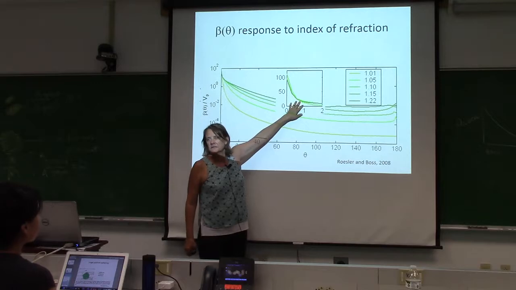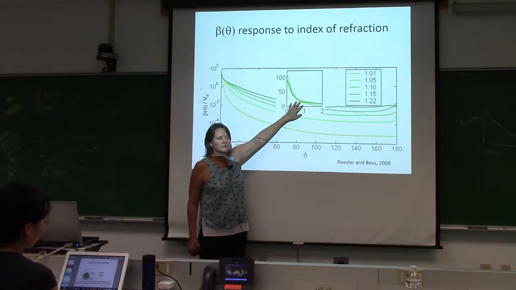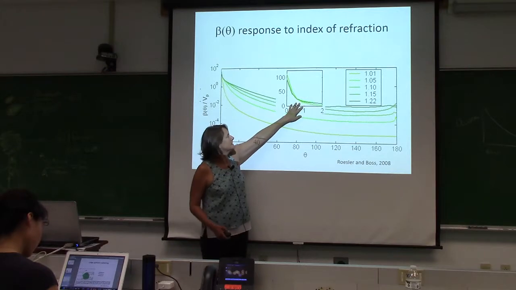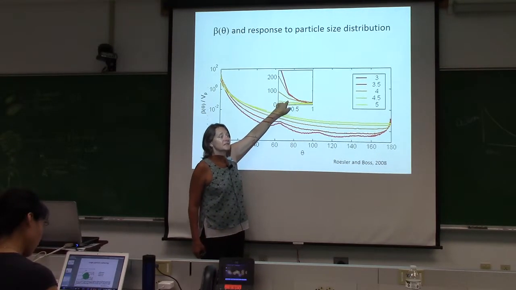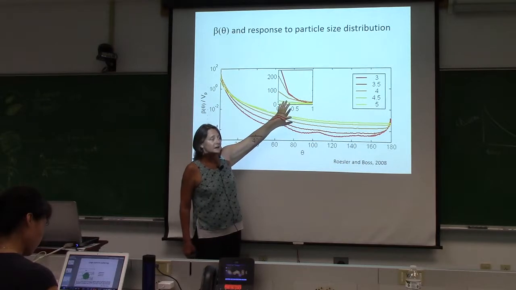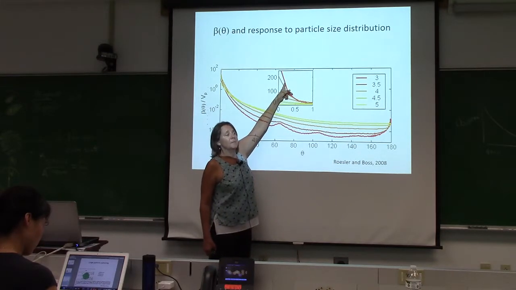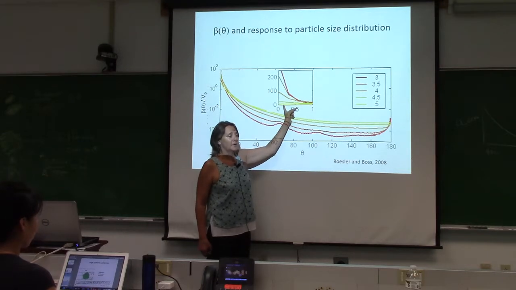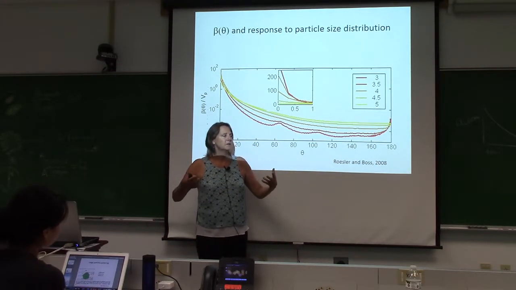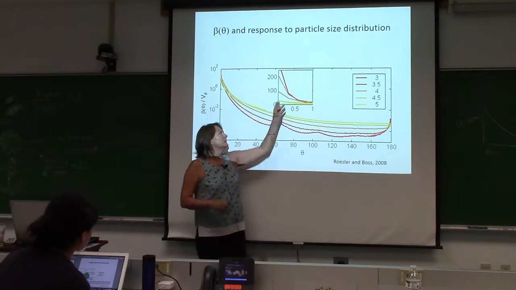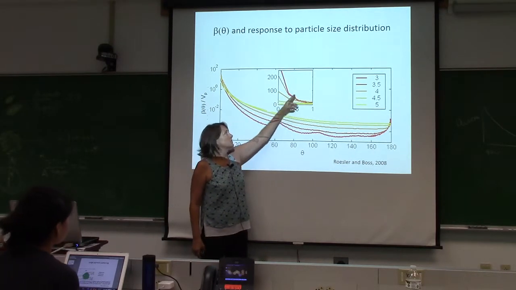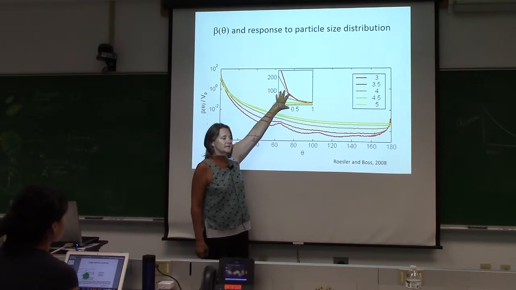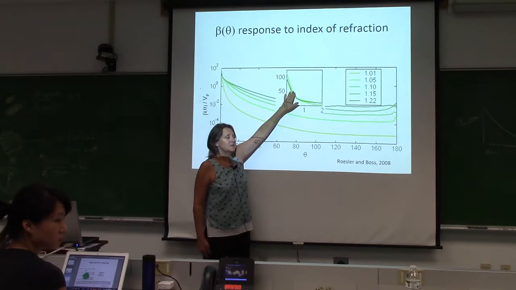But the forward direction is not sensitive to composition. It's sensitive to size. And if I go back to this, these were the differences in size. These had the same index of refraction, but these are dominated by big particles. This is dominated by small particles. Same total volume of material, but packaged in different sizes. Bigger particles versus smaller particles. So diffraction is very sensitive to size, and very insensitive to composition.